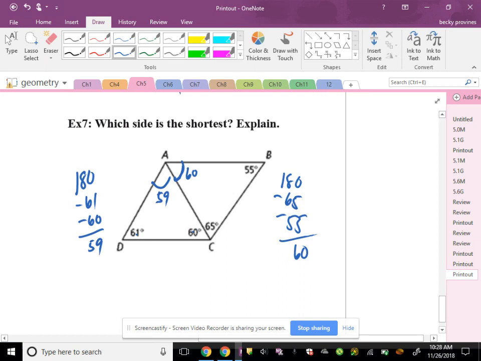Okay, which side is the shortest? Now, everything I've ever taught you is out the window because here's why. Everyone agrees that's the smallest angle, right? So what's across from it? AC. But what if I said on the triangle on the left, find the biggest side? Well, wouldn't you say 61's the biggest one, so that's the biggest side?